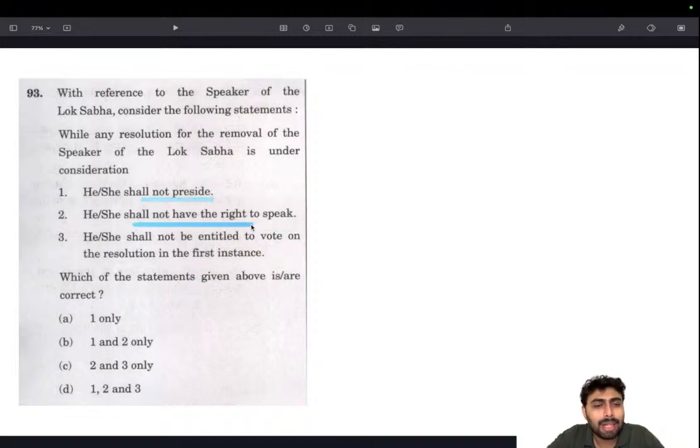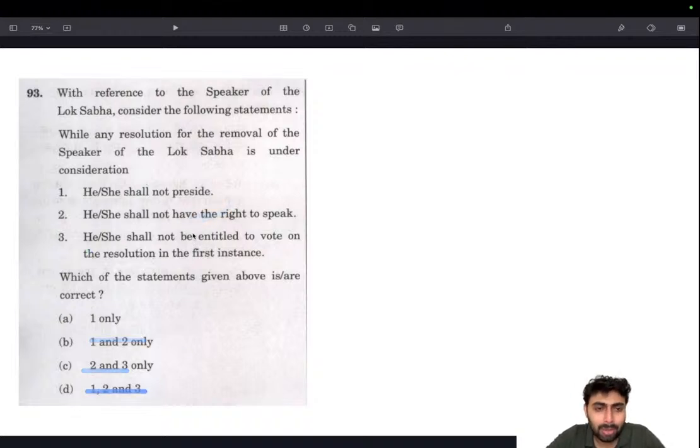He shall not have the right to speak. See, the person is only accused and resolution of removal is there, but denying that person the right to speak goes against natural justice also, because of the right to be heard. Just like yesterday we discussed, one cannot be a judge of his own case, but at the same time the right to a fair trial also exists. So this is wrong. He or she can speak, and we will arrive at the answer.